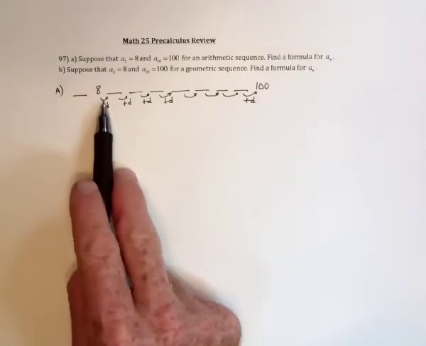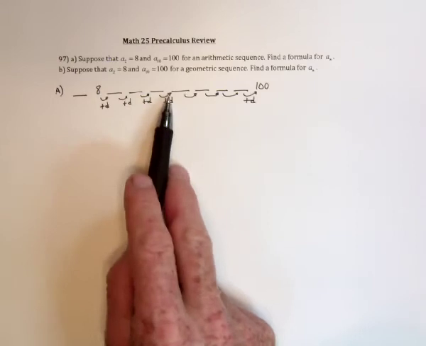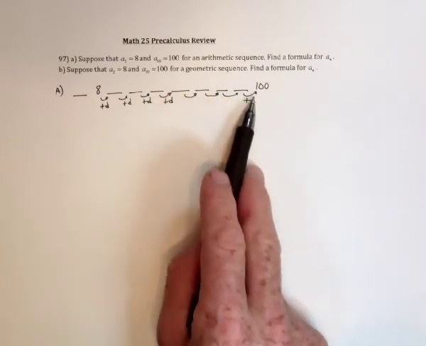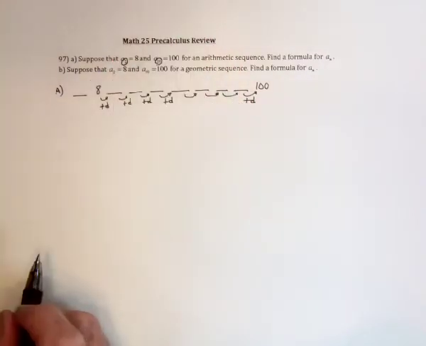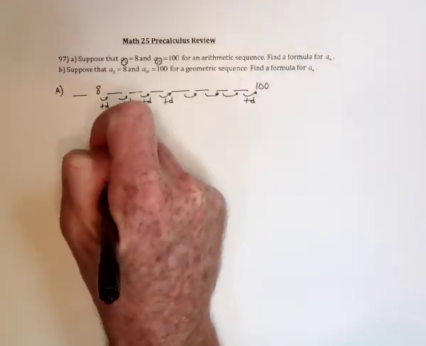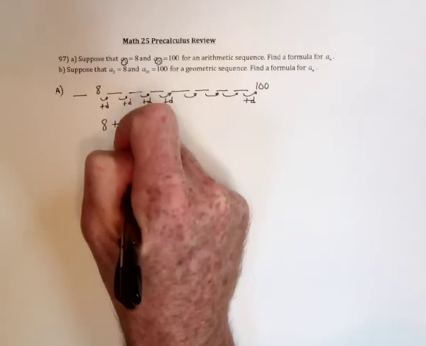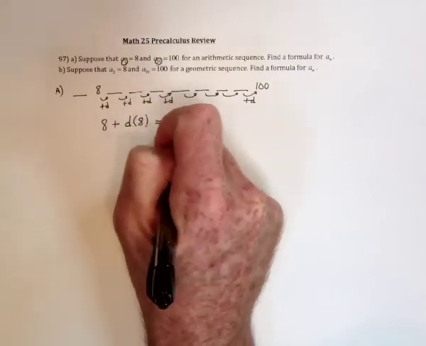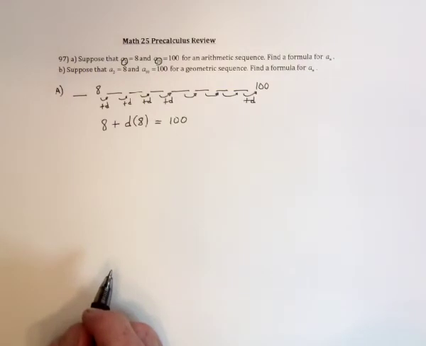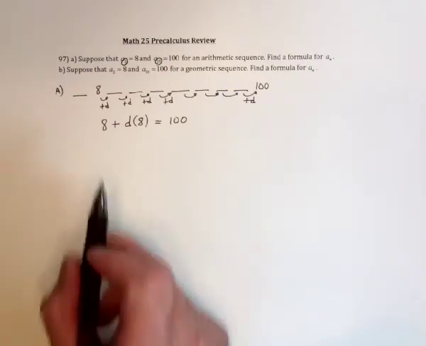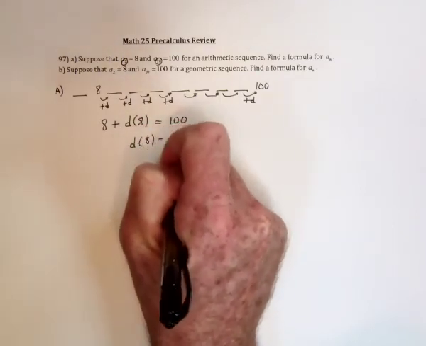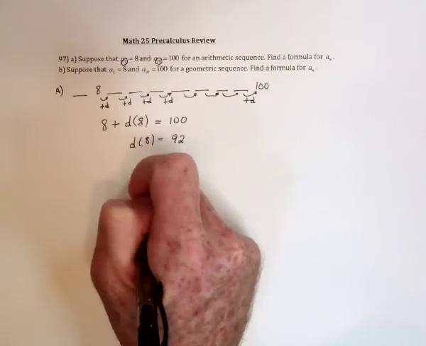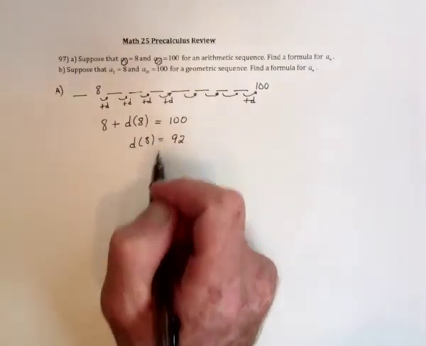So just count the arrows. 1, 2, 3, 4, 5, 6, 7, 8. And that makes sense because if you were going from the second one to the 10th one, that's 8 spaces. So in here, somebody took the number 8 and they added on a d 8 times. When they did, they got that the answer was 100. So in order to solve for d, we just need to subtract this 8 from both sides. So d times 8 is equal to 92. And then we need to divide by 8.